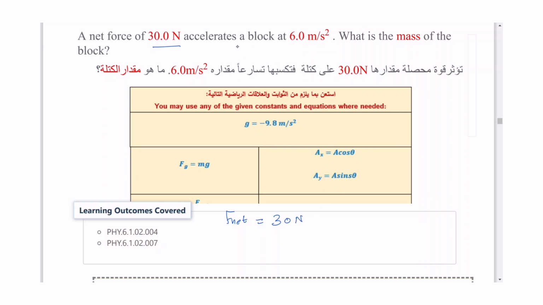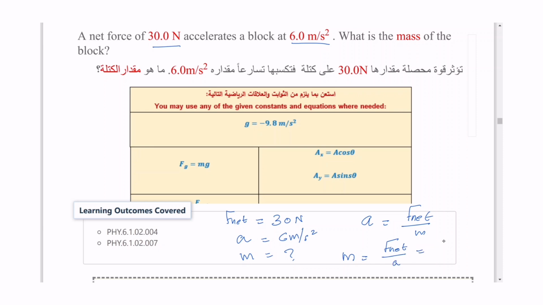And the block accelerates at 6 meter per second squared. Acceleration is equal to 6 meter per second squared, and you need to calculate the mass of the object. Then you think which equation connects all the three terms? Yes, Newton's second law. So I will write Newton's second law, acceleration is equal to net force over mass. But I want to calculate the mass, so I will rewrite this equation for mass. Mass is equal to net force over acceleration.